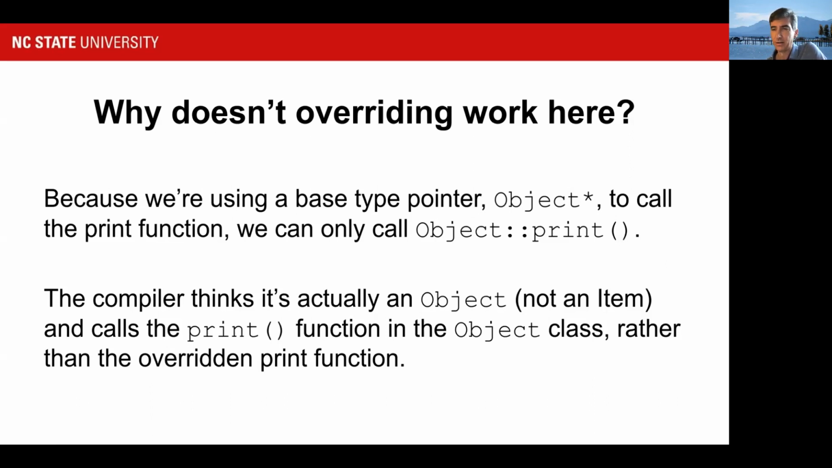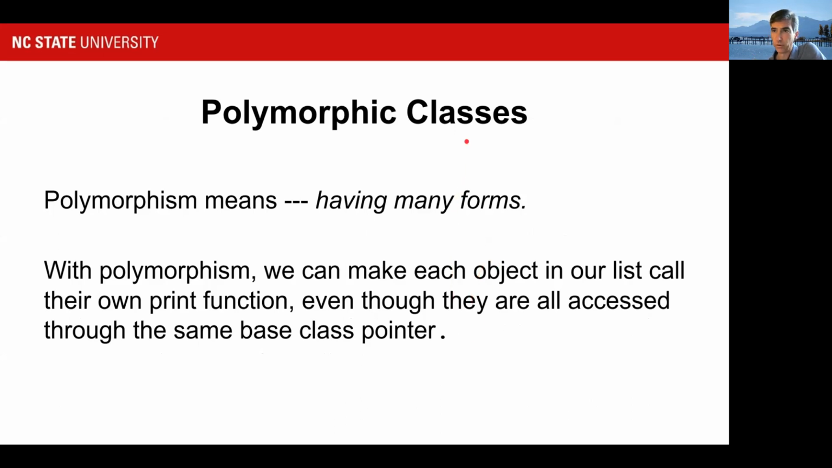The idea that from a base type pointer, from this object star pointer, if I perform an action on each of those objects, I want the action it performs to be dependent on the type of object it really is. Not dependent on the static typing in the code, which is object star. I want it to be dependent on the fact that I really created a string object or an int object and perform an action that is reflecting the real object in memory. So that's what polymorphism is.